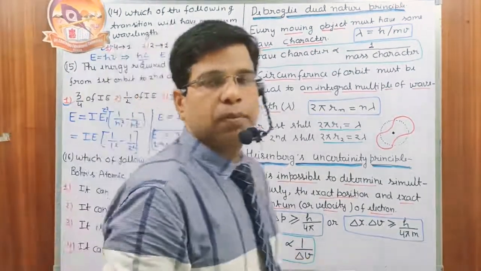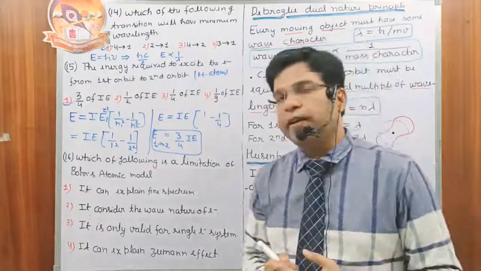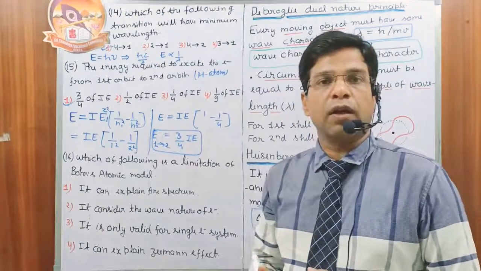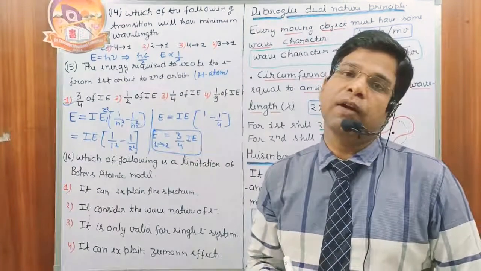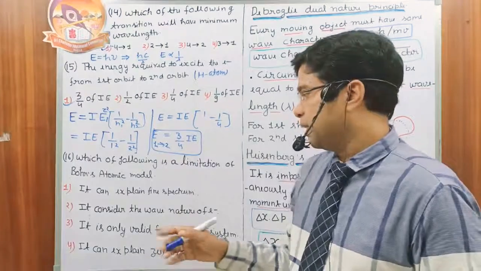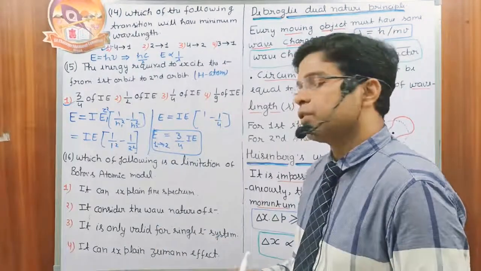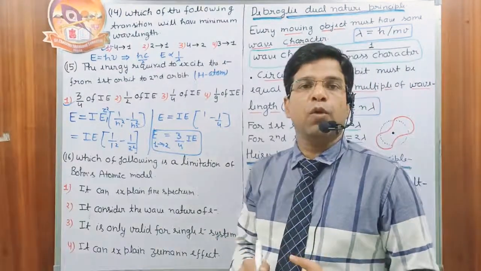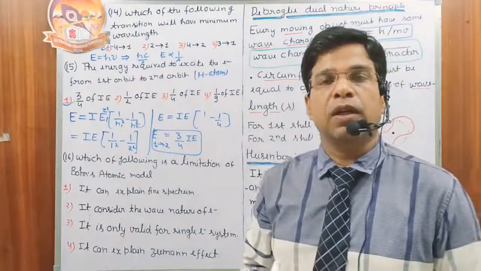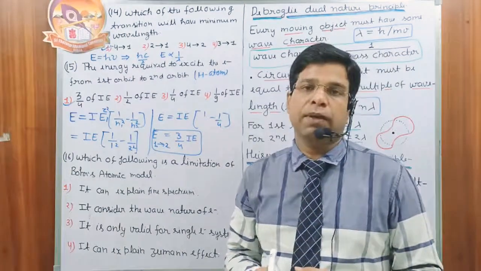First option, it can explain the fine spectrum. It is not the limitation. Limitation is what? It cannot explain the fine spectrum. So this is not the limitation. Second, it considers the wave nature of the electron. No, in the Bohr atomic model we consider only the particle nature of the electron. It is not the limitation.